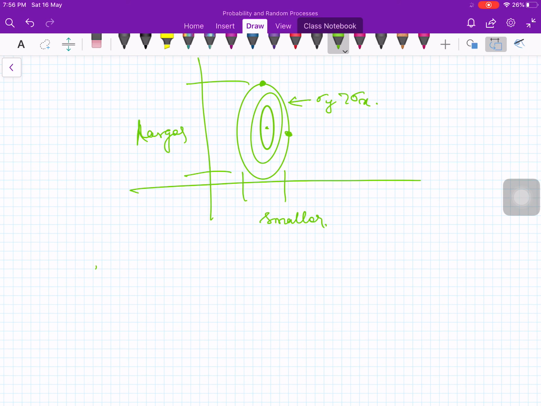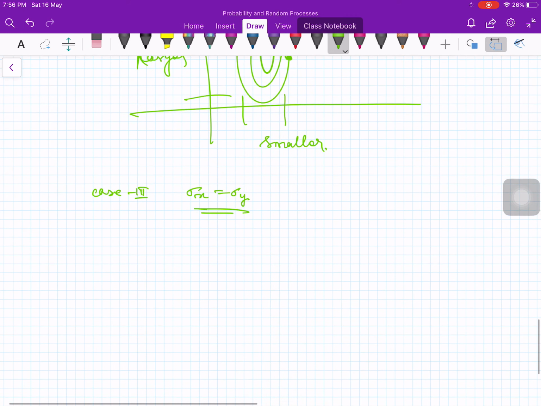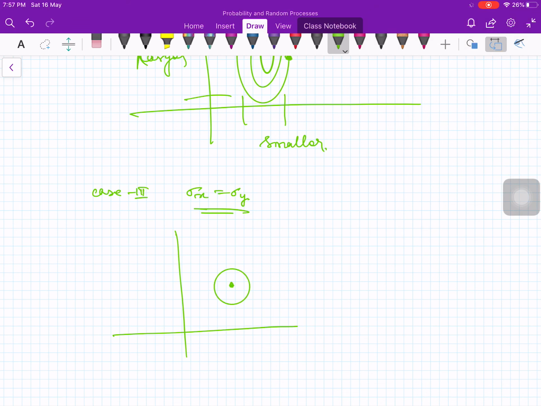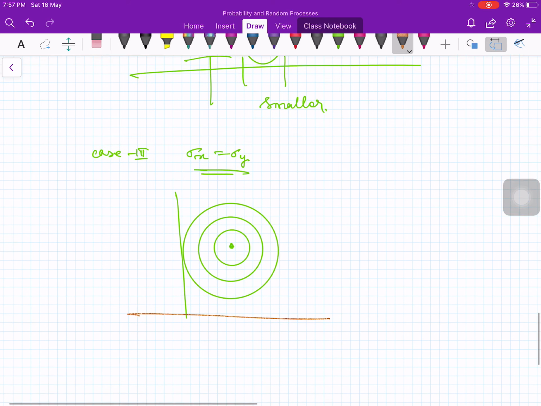Now case 3, where sigma x equal to sigma y. So in that case, you'll get a circle. The center is again mu x comma mu y. Where is the circle? No, it doesn't have any circle. No problem. Let me draw the circle on my own. Oh, it is a circle. Good. Like this. So different circles. Like this.